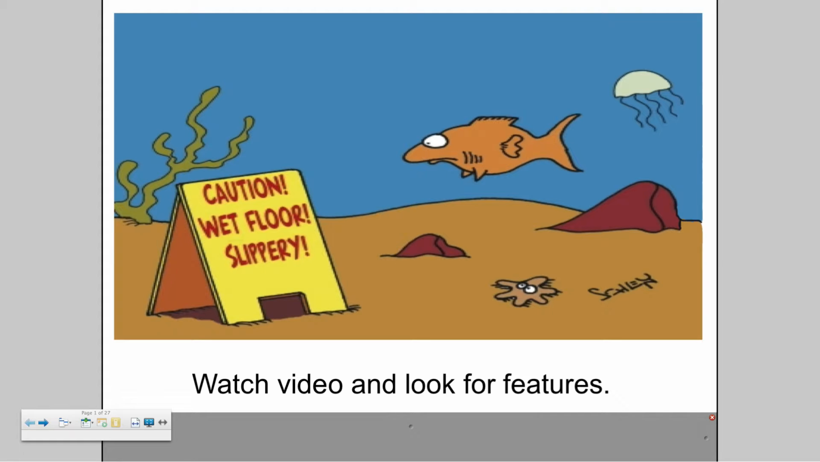What does the word feature mean? Ray? Like what it's made up of. What it's made up of, what identifies it, all the pieces of it. So I want you to look for those features.